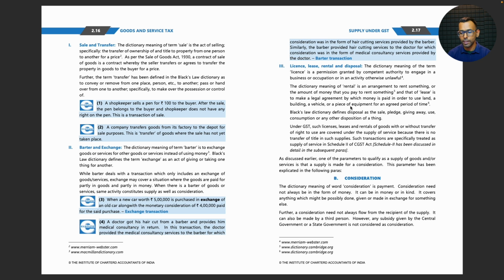Now we will go to the next limb of that definition, which is the consideration part. The dictionary meaning of the word consideration is payment. Consideration need not always be in the form of money. It can be in money or in kind. It covers anything which might be possibly done, given, or made in exchange for something else. Further, a consideration need not always flow from the recipient of the supply. It can also be made by a third person.